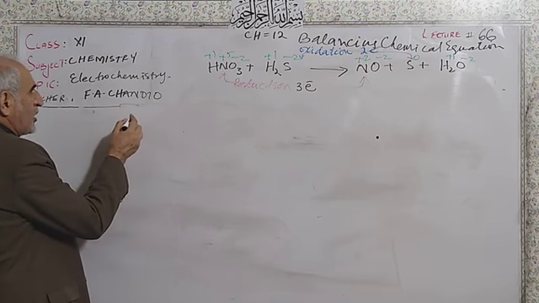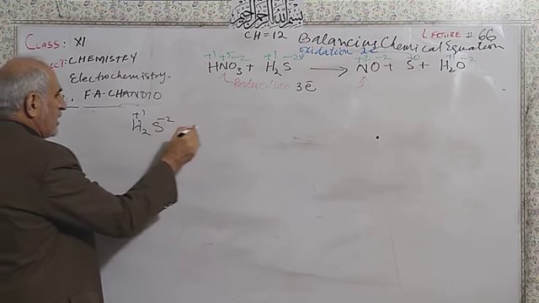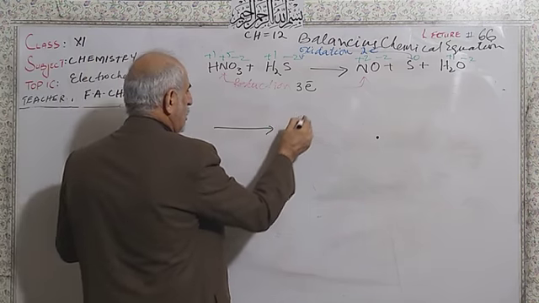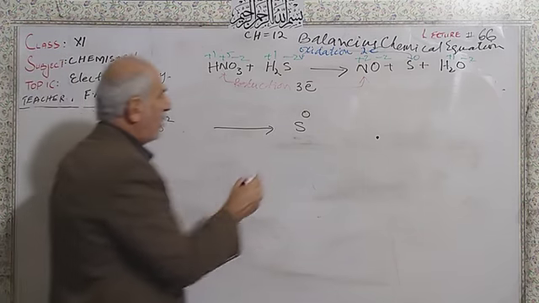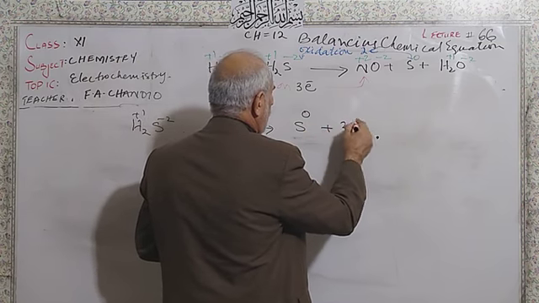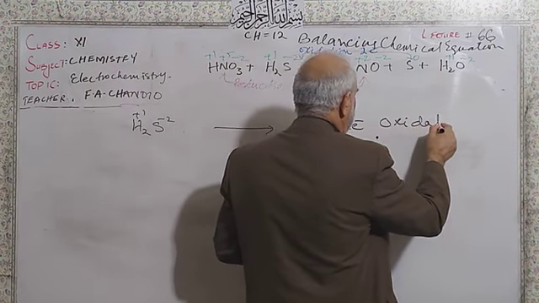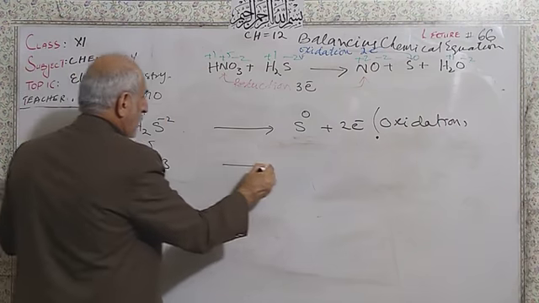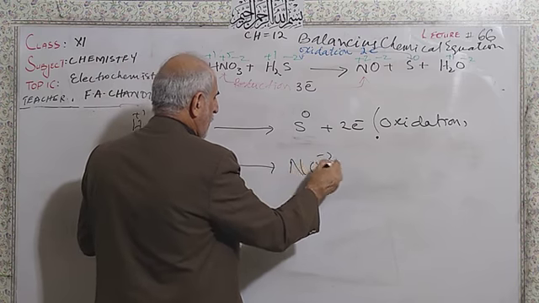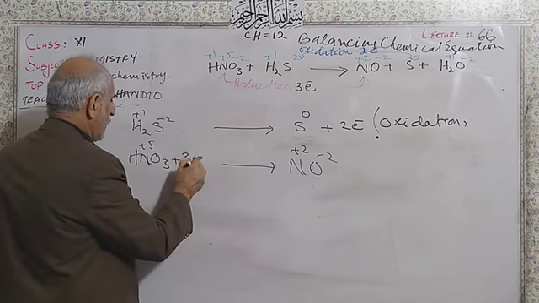So write half cell reactions for oxidation reduction. Hydrogen sulfide plus 1 changes into 0. So this sulfur is -2 and this sulfur is 0. There is oxidation of 2 electrons. Write nitric acid plus 5. This changes into nitric oxide, -2 and plus 2, and this is the reduction of 3 electrons.